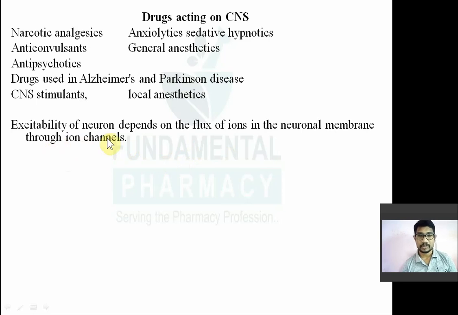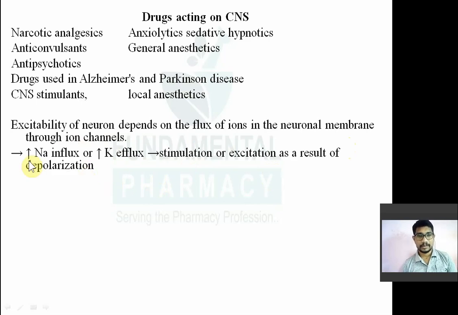Excitability of a neuron depends on the flux of ions across the neuronal membrane through ion channels. Neurons have different ion channels, such as the sodium ion channel. The entry of these cations inside the neuronal cell membrane causes depolarization and initiation of the nerve impulse, and then it is conducted. So if there is an entry of sodium, that is known as sodium influx, or exit of potassium, that is known as potassium efflux.